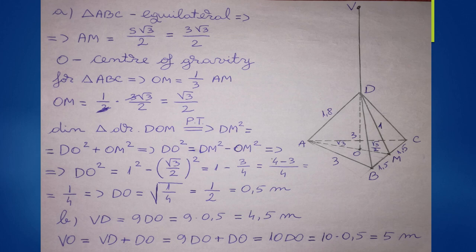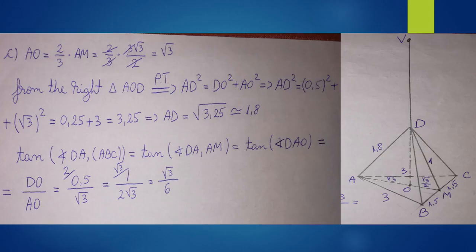Point B. VD is equal to 9 DO, which is equal to 9 times 0.5, which is equal to 4.5 meters. VO is equal to VD plus DO, which is equal to 9 DO plus DO, which is equal to 10 DO, which is equal to 10 times 0.5, which is equal to 5 meters.